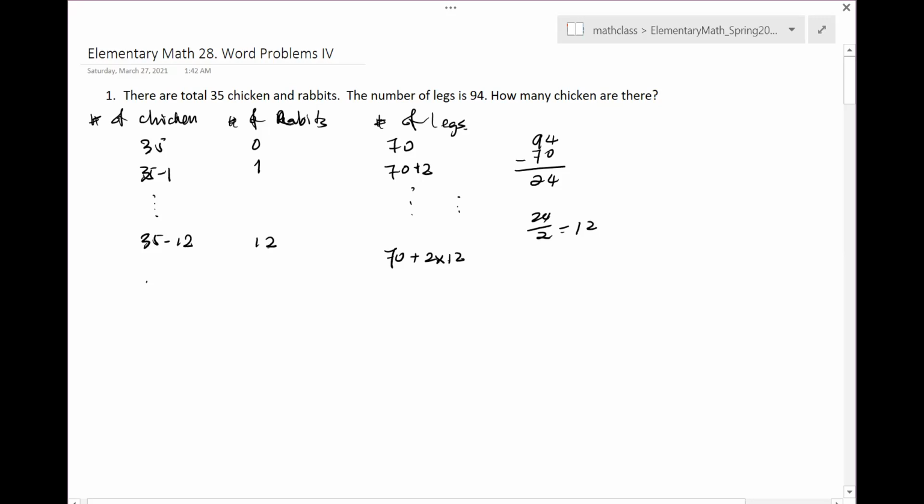So it'll be 12 rabbits, and 35 minus 12 will be 23. That's the way they recommend, without using equations. Still, it's a little bit like equations, since you have to figure out 12, but we don't use any variables.